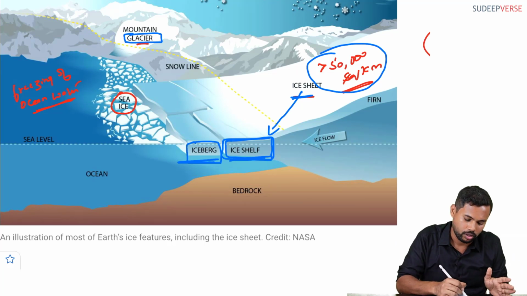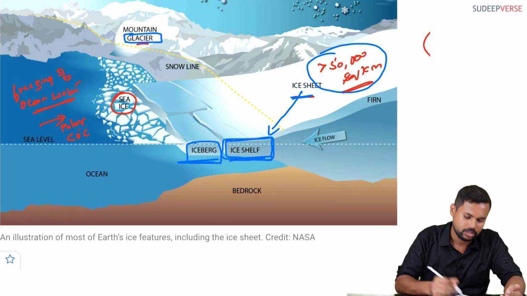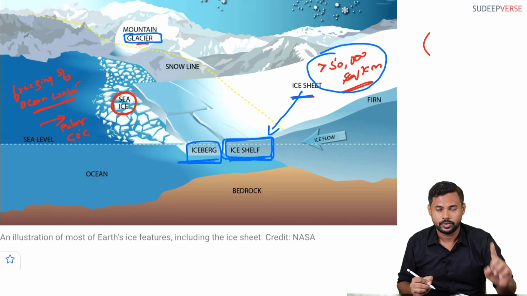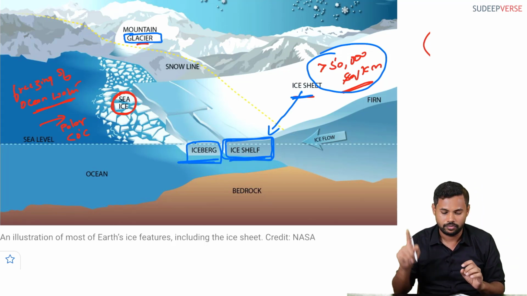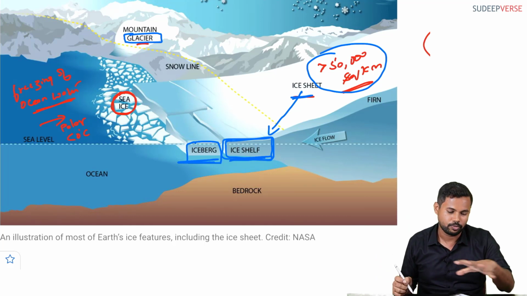So when the ocean water moves towards polar regions, because the temperature is less than 0 degrees, this ocean water will freeze and become sea ice. I hope you understood the difference. Sea ice is very different from iceberg, ice shelf and ice sheet. So you should know this difference. So these are broadly the terms.